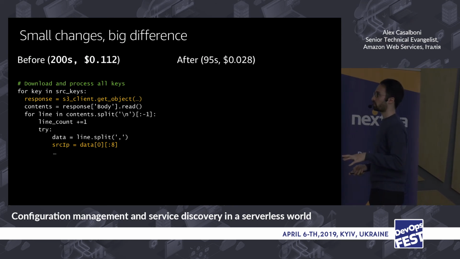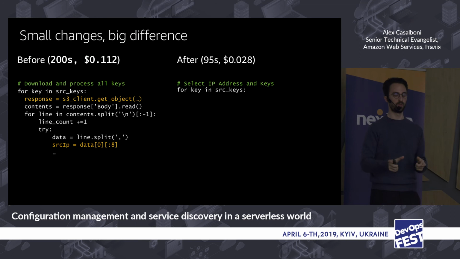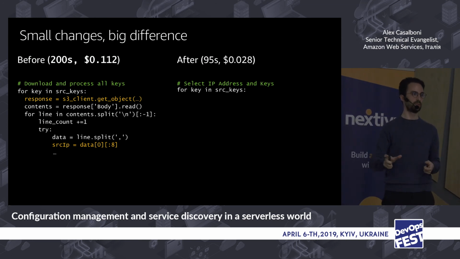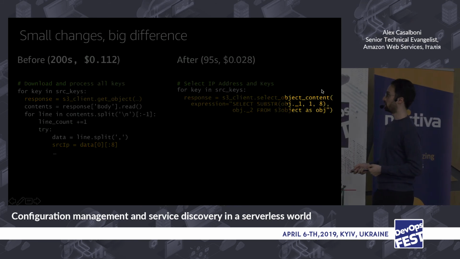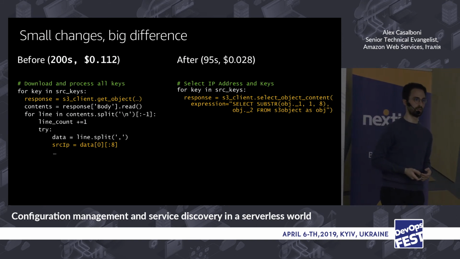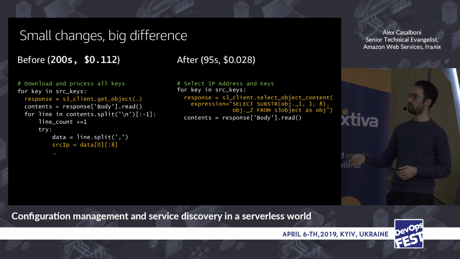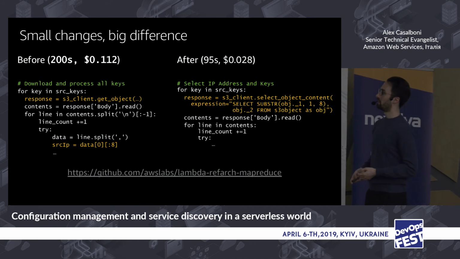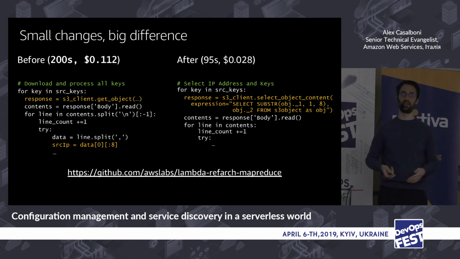If you are using something like S3 Select, Amazon S3 Select is a new feature of S3 that allows you to give it an SQL query, and S3 will just return the data that you want, not the whole object. So by using S3 Select with this kind of syntax, instead of get object, you do select object content, and you give it an SQL statement, like select this from that. So if you do that, I'm only selecting the first 8 characters, and then I'm reading the whole thing, because there is no sub-selection to do. So this is twice as fast, and it costs 1/4 or 1/5 of the cost.